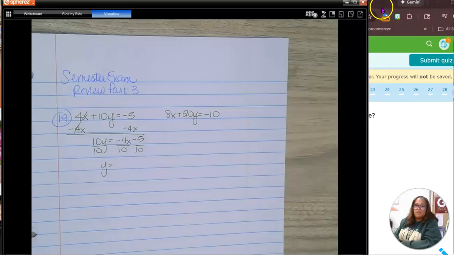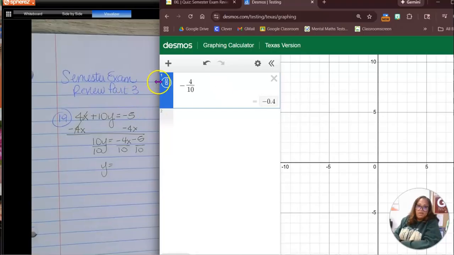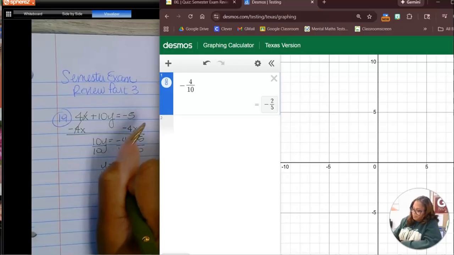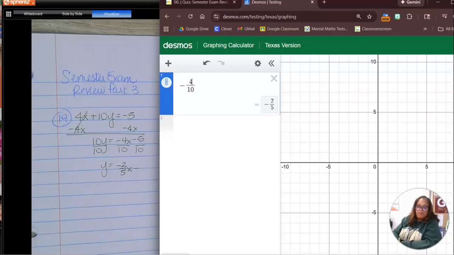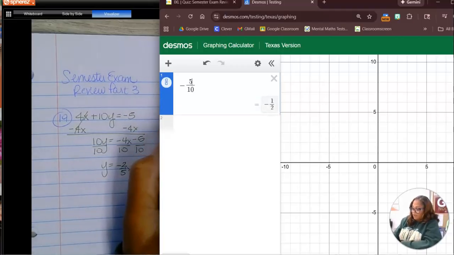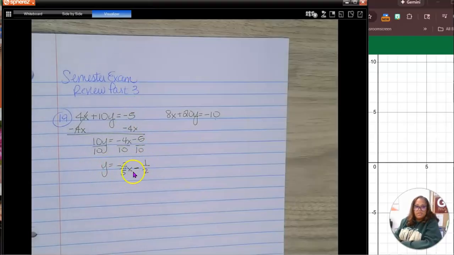If you're not sure what it is, go to Desmos. Negative 4/10, and then simplify it to negative 2/5. X minus 5/10 is simplified to 1/2. So minus 1/2, make sure it's negative. So that's the first equation.